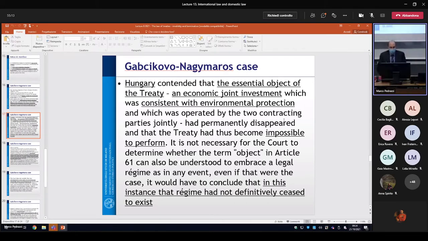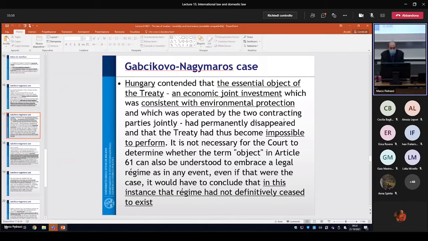Because Hungary was invoking that the essential object of the treaty was an economic joint investment consistent with environmental protection. As the application of the treaty between the two countries was now prejudicing, in Hungarian view, Hungarian environment, Hungary invoked that the treaty had become impossible to perform because the essential object of the treaty had disappeared.